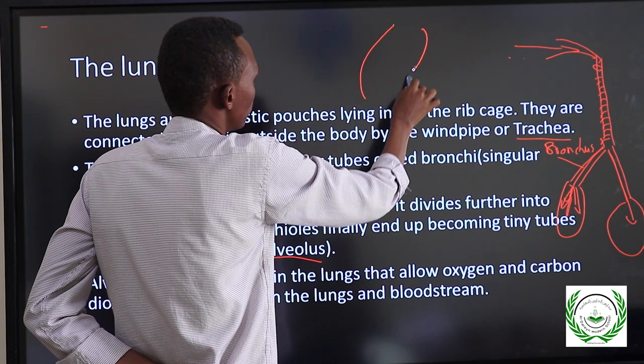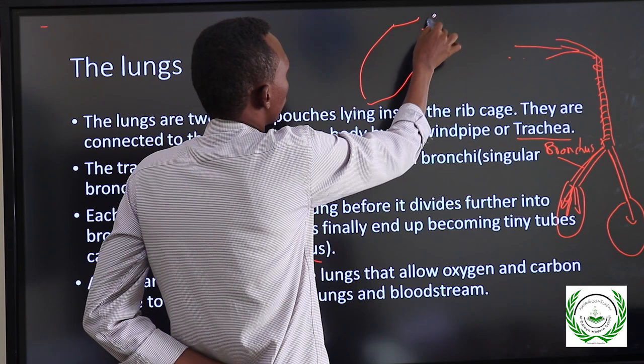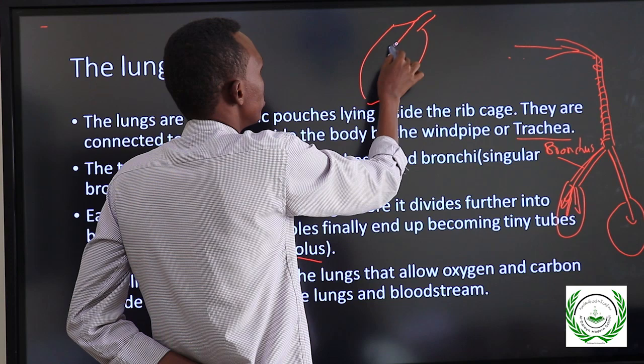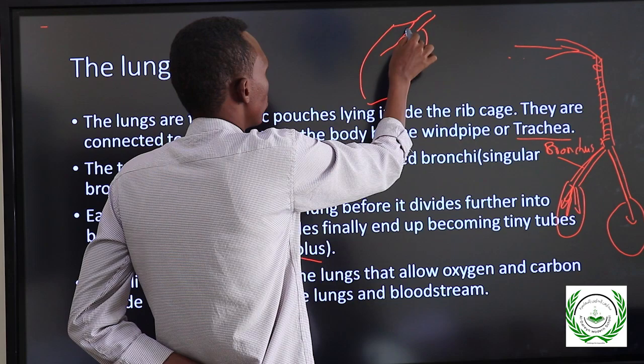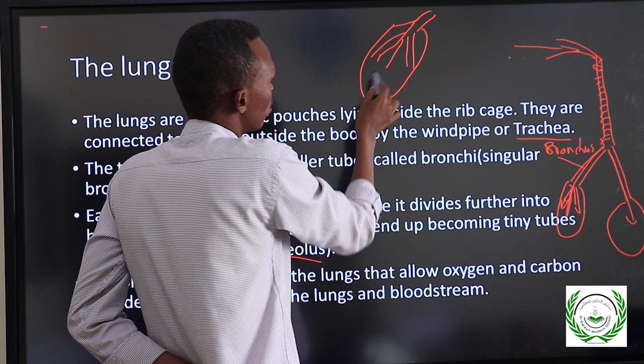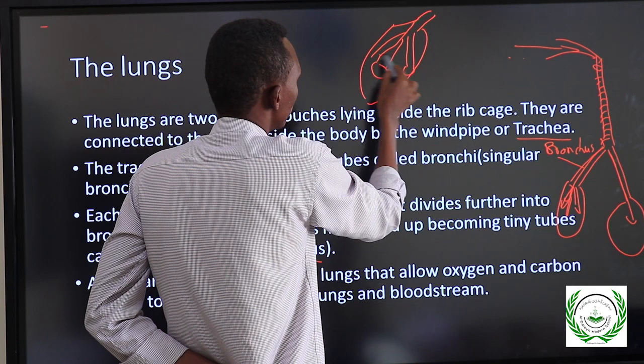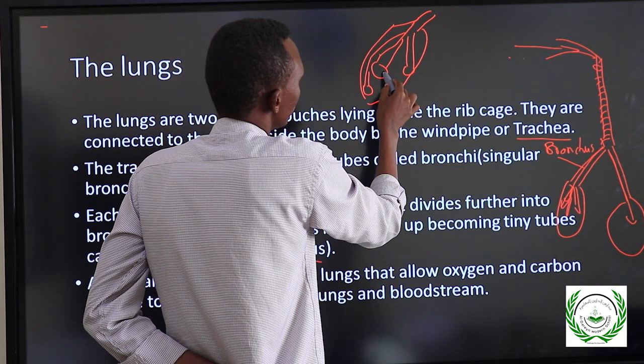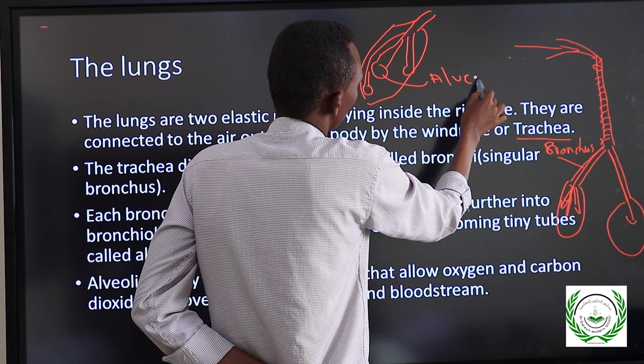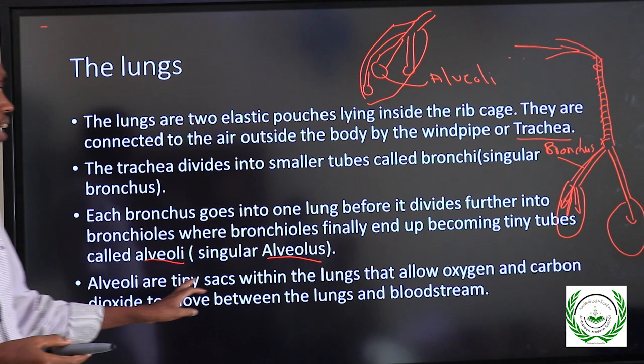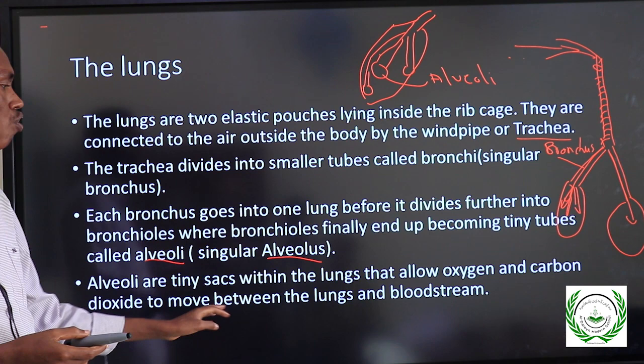This is, for example, a bronchus from the trachea. This bronchus further divides into bronchioles. At the end of the bronchioles, we have these air sacs, called alveoli. Alveoli are tiny sacs within the lungs that allow oxygen and carbon dioxide to move between the lungs and bloodstream.